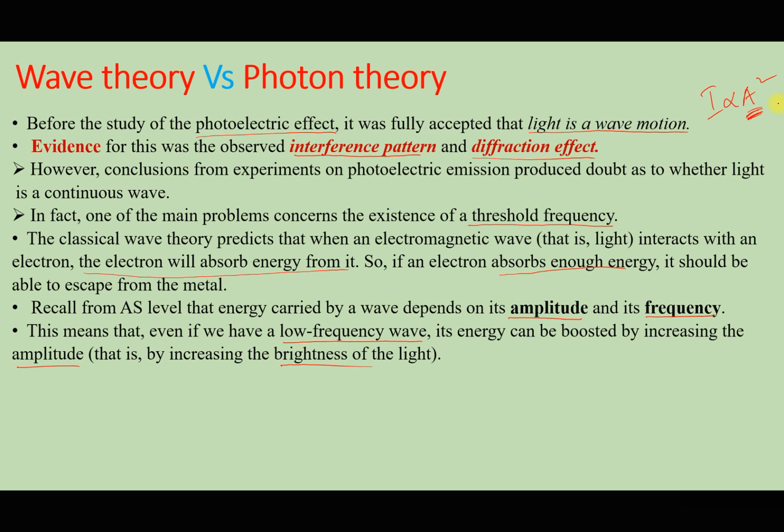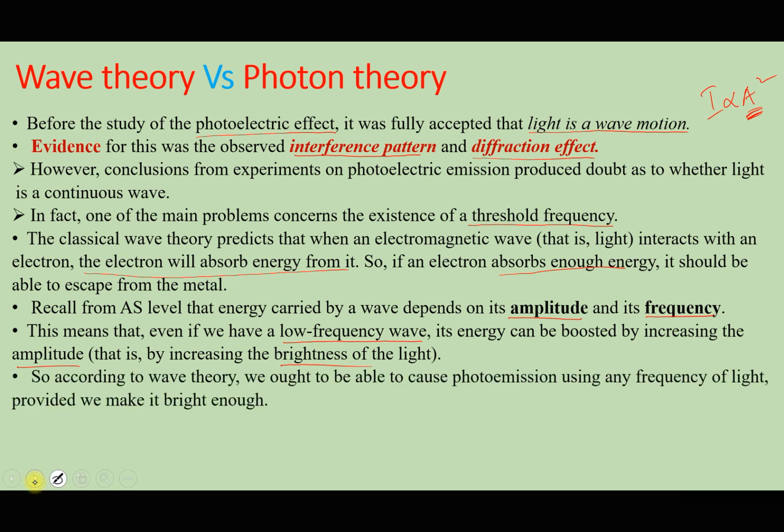So this now starts bringing questions. Is light really only a wave? According to the wave theory, we ought to be able to cause photoelectric emission using any frequency of light, provided we make it bright enough. That is, we should be able to eject electrons from a metal surface, even using lower frequencies, as long as we can make the light bright enough. Unfortunately, this was not observed.